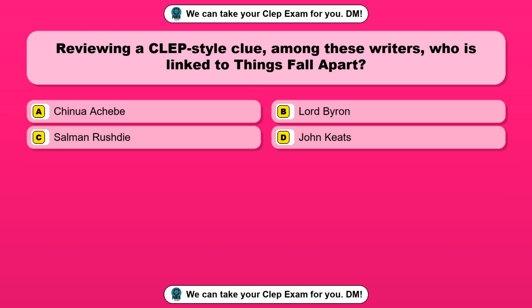Question 28. Reviewing a CLEP style clue among these writers, who is linked to Things Fall Apart? Option A, Chinua Achebe. Option B, Lord Byron. Option C, Salman Rushdie. Option D, John Keats. The correct answer is option A, Chinua Achebe.